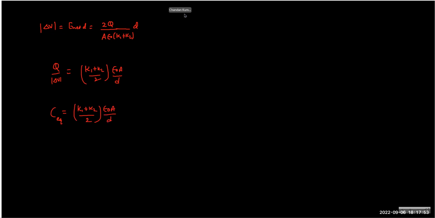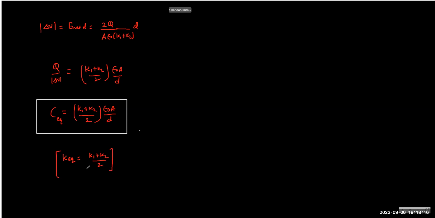Okay, so this is something you can practice if you want. If you don't want, that's totally okay, I will not say anything. All right, so this is the C equivalent formula. And by looking at this, you can clearly say what the K equivalent is: K1 plus K2 by 2. Last time, what was the answer that we got earlier? 2 K1 K2 by K1 plus K2. Correct.